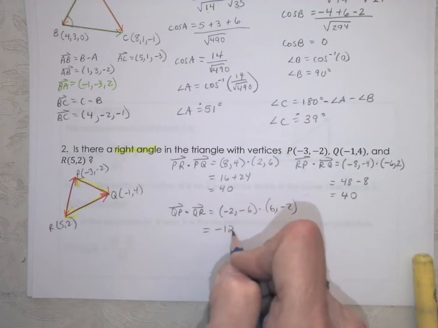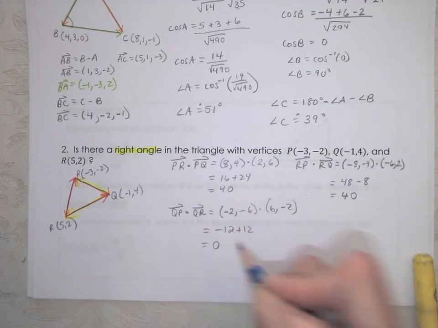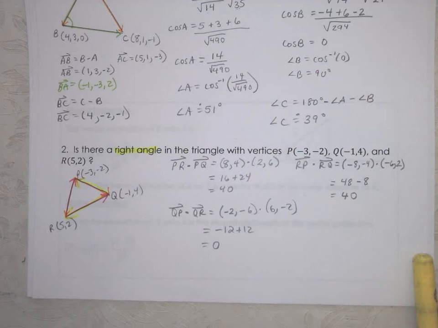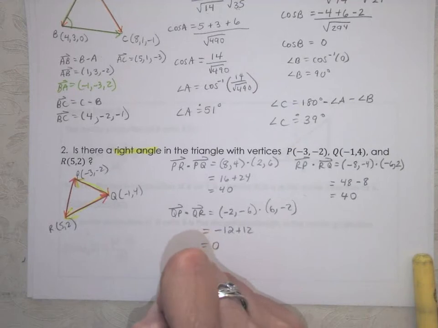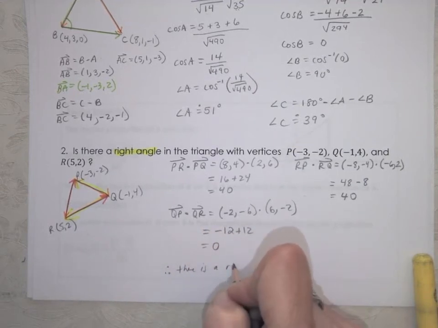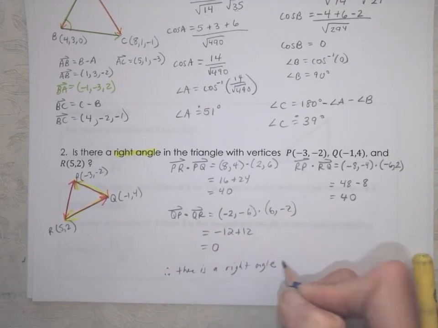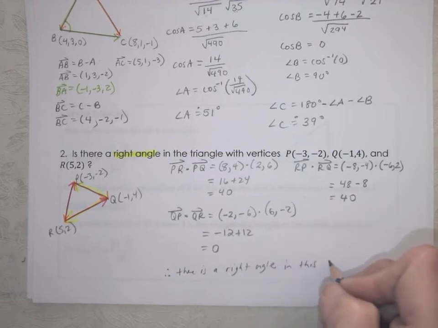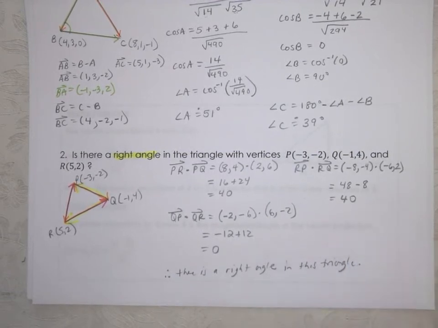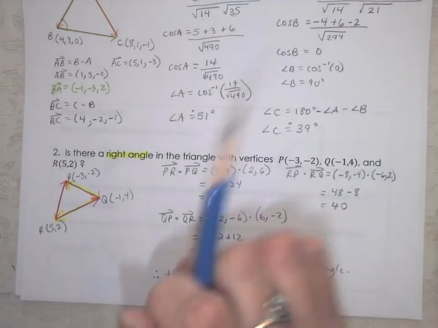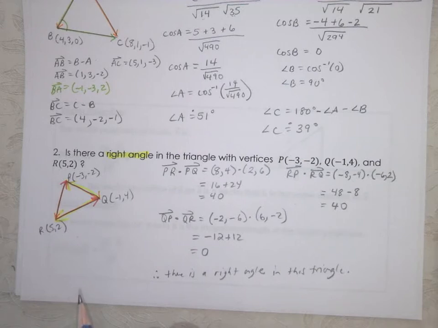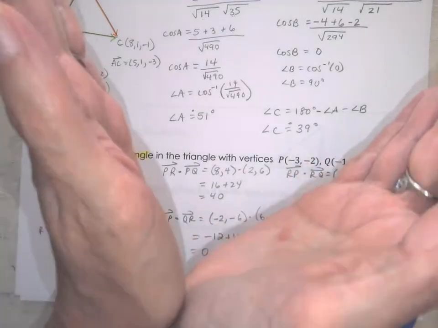That's going to give me -12 plus 12, which equals 0, which means there's a 90-degree angle at Q. So therefore there is a right angle in this triangle. So without having to use the cos of an angle, if all they care about is if it's a right triangle or not, we can test whether or not the dot product of the two vectors at each angle when they're tail to tail is 0 or not.